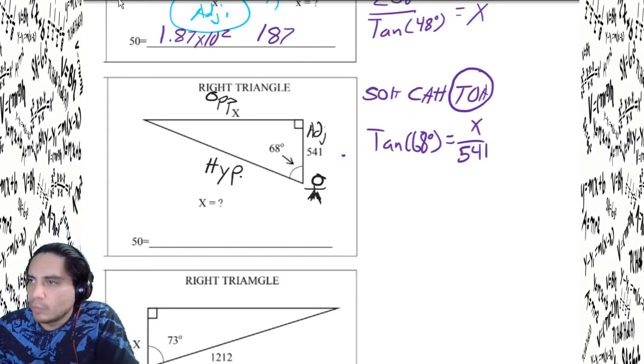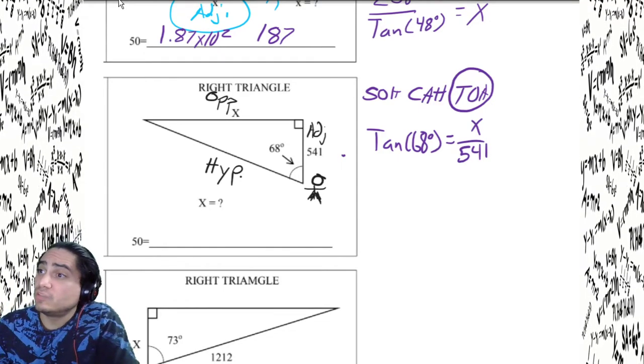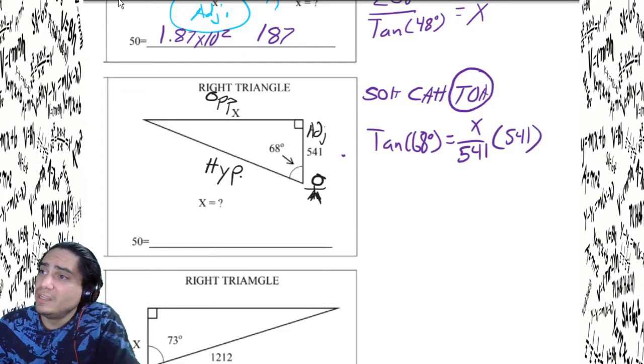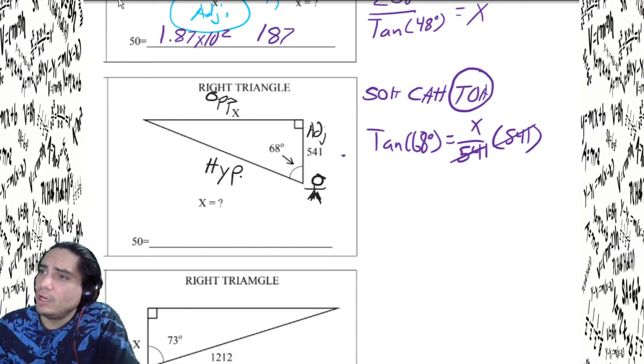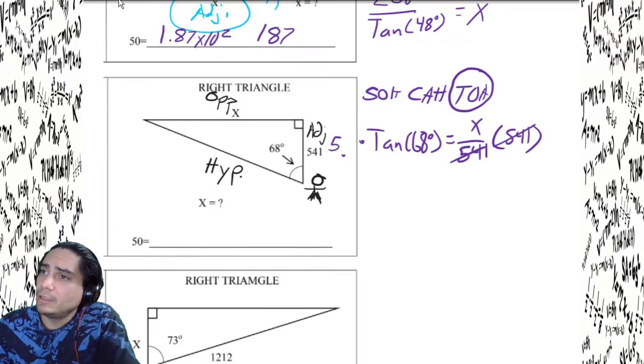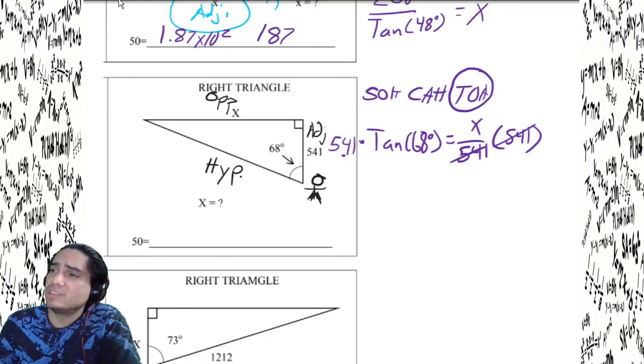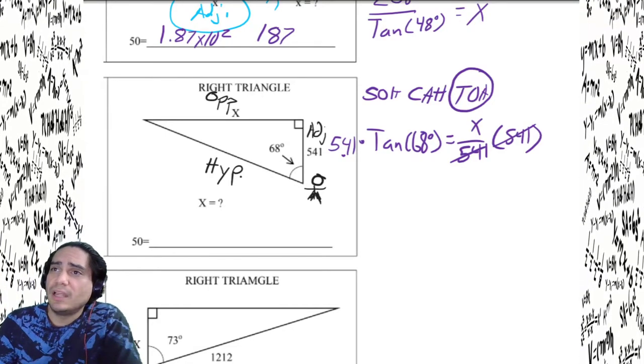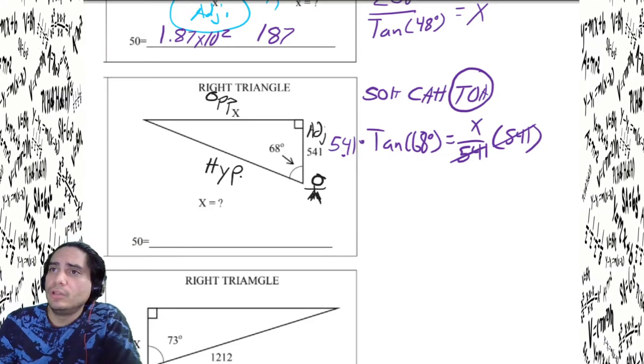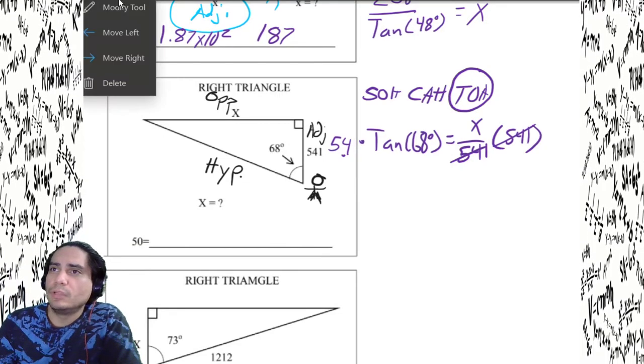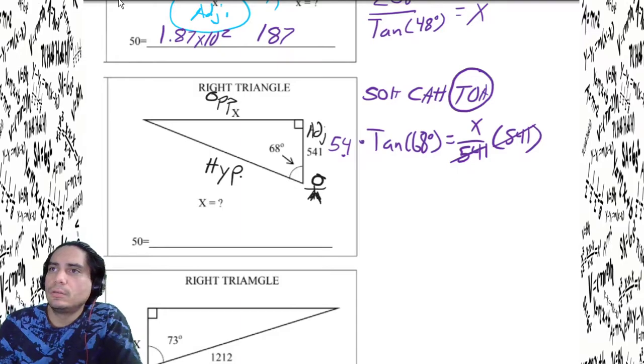Okay, so if we remember that, we got to multiply both sides by 541 to cancel out the 541, and essentially what happens here is that we got 541 times the tangent of 68. I mean, that's just the algebra working for us. That's just the algebra.